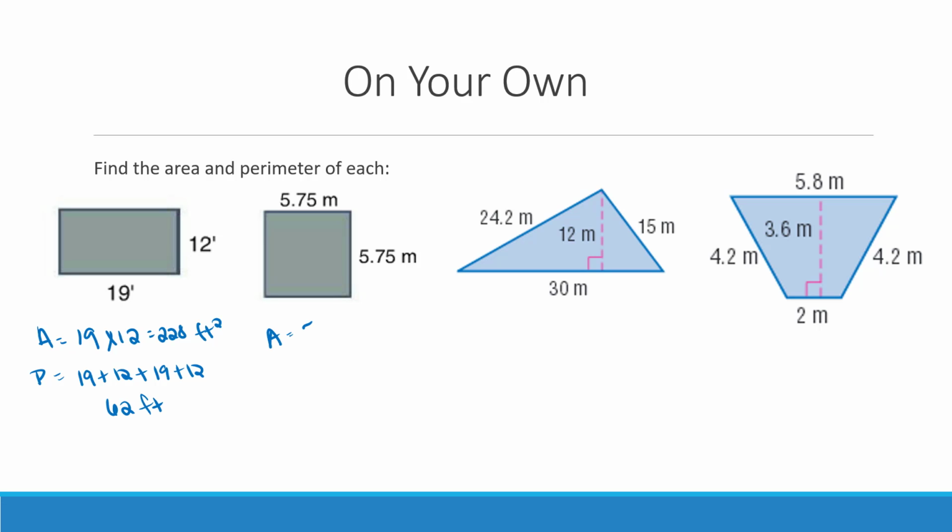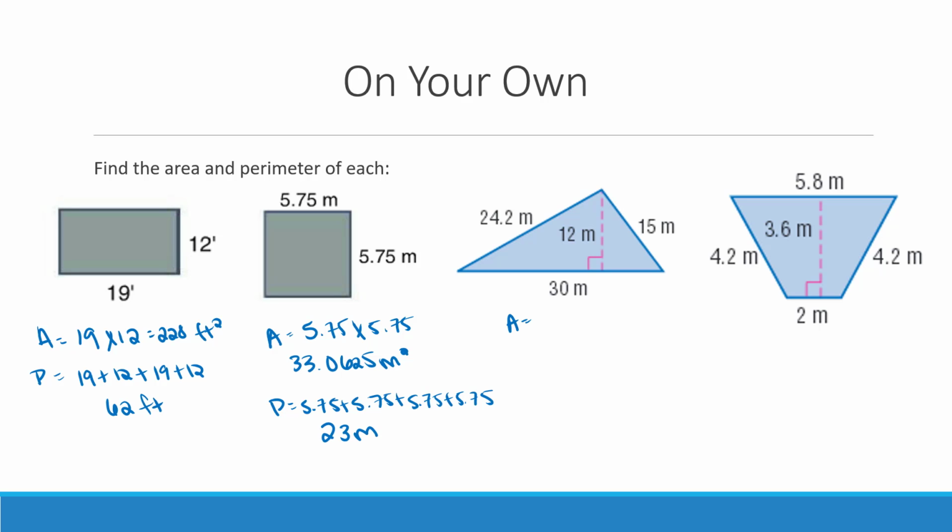My area of this square is going to be 5.75 times 5.75, which is length times width. And so if I do that, I'm going to get 33.0625 meters squared. My perimeter, I'm going to add 5.75 4 times. Again, you could times it by 4 if you wanted to. That's a shortcut for a square. However, that shortcut doesn't work for all shapes. That's going to be meters.